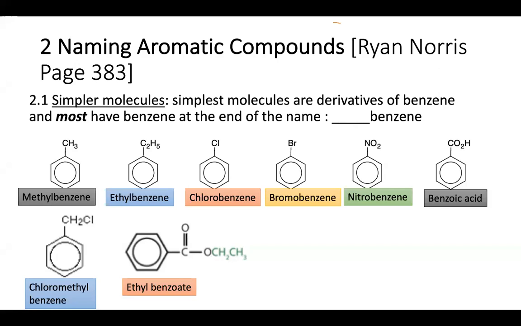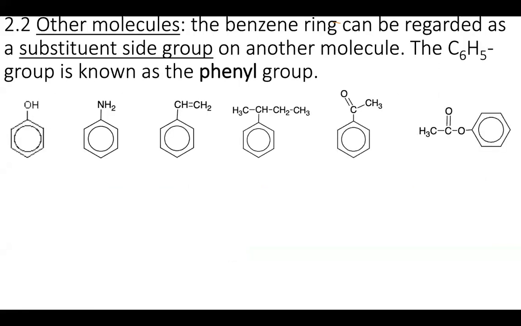Okay, moving on. This time, the benzene ring can be represented as a substituent side group. Okay, so now benzene is no longer in the principal chain. When it becomes a side group, we call it the phenyl. Okay, not benzyl, we call it phenyl. So that's something new for you to remember.